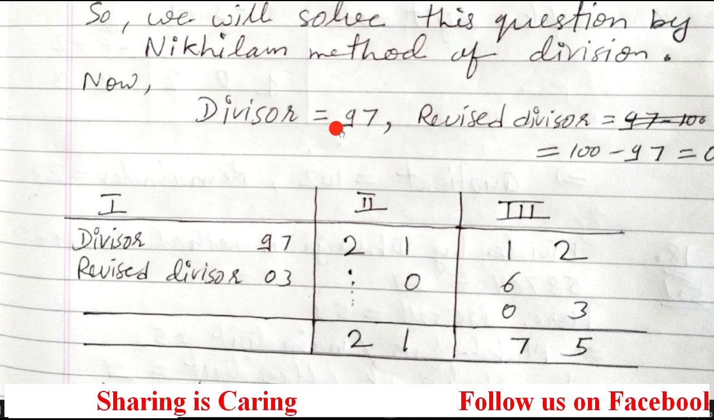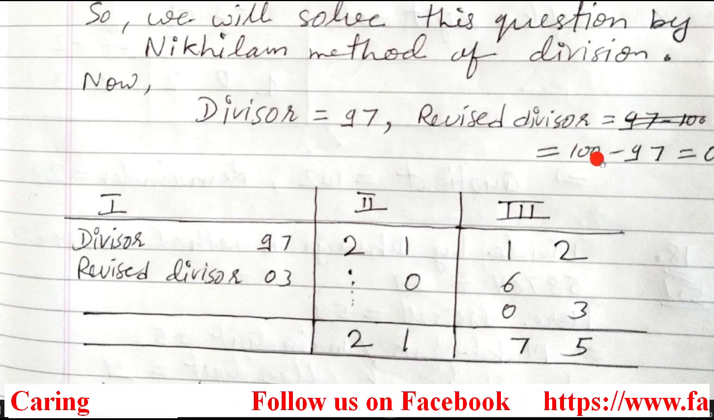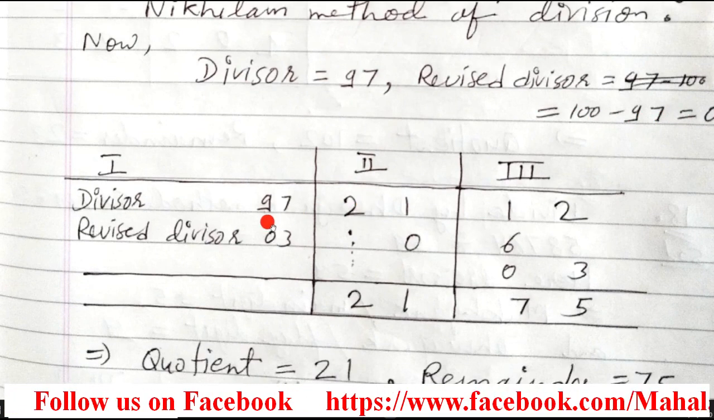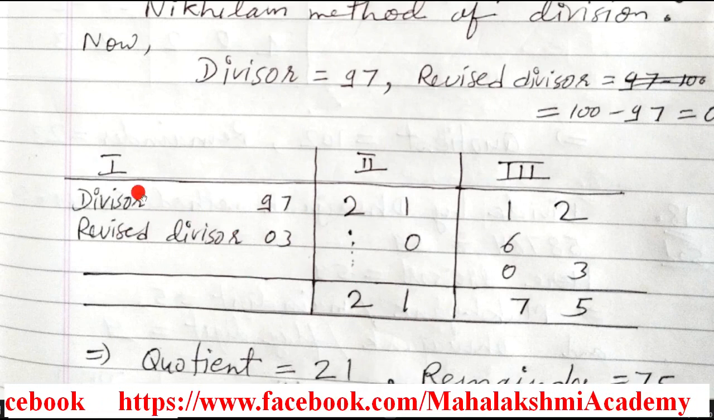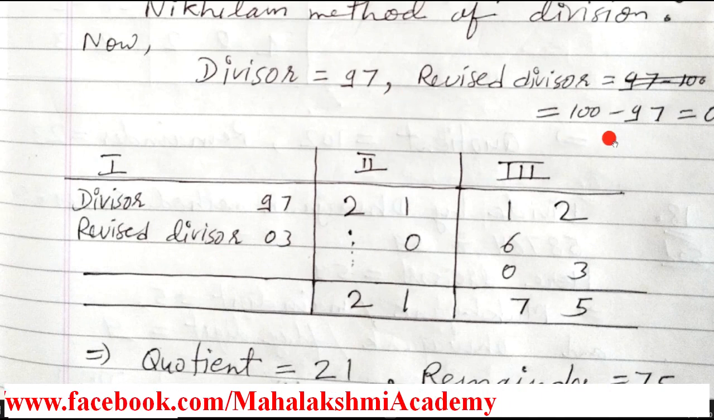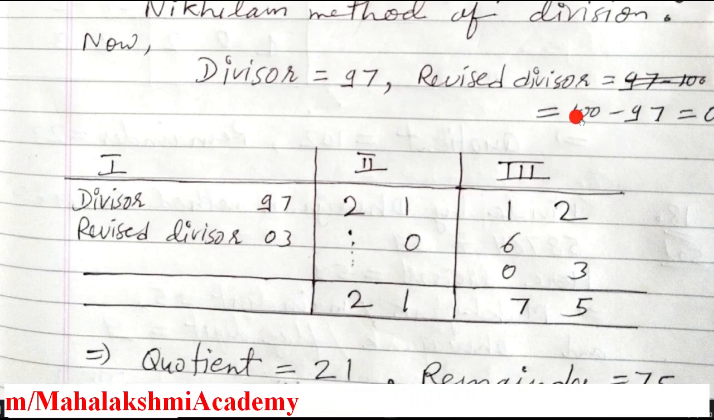So here the divisor is 97, so you need to find out the revised divisor. Revised divisor is 100 minus 97, which is 03. The entries, I think, are already clear to you. Here the first column is for the divisor and revised divisor, which you just write down from here. And in the third section, from the dividend, because in the base we have 2 zeros, 2 numbers from the dividend are entered here and the remaining numbers are entered in the second section.